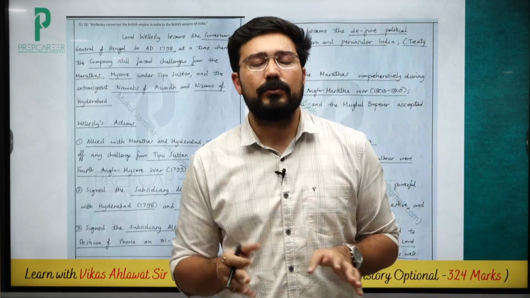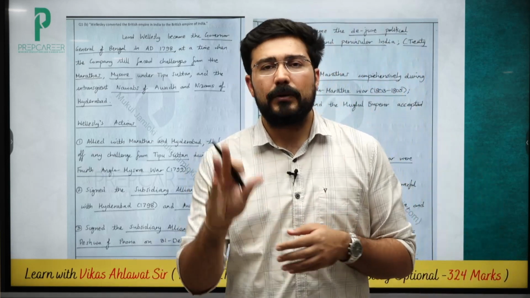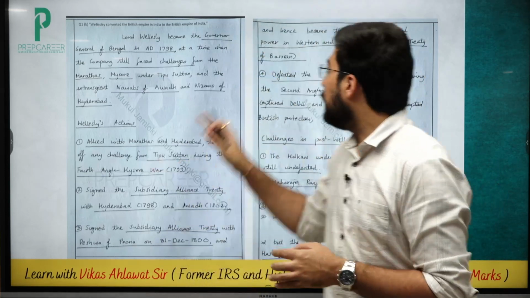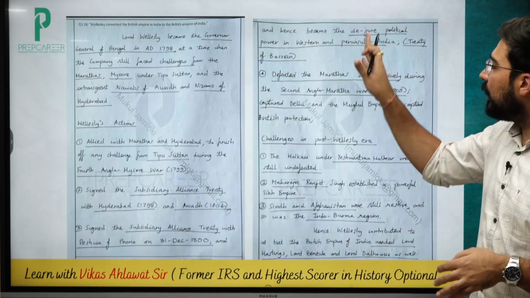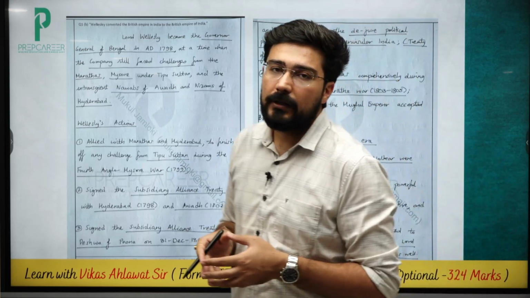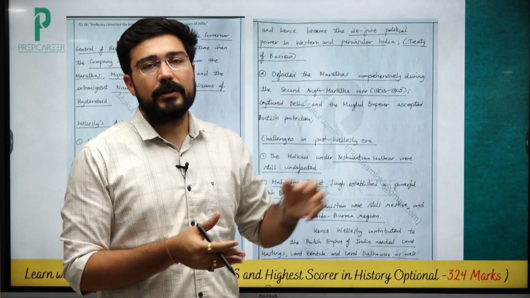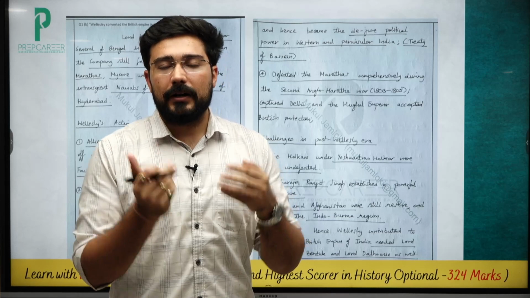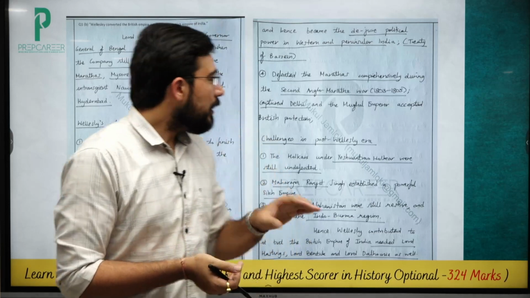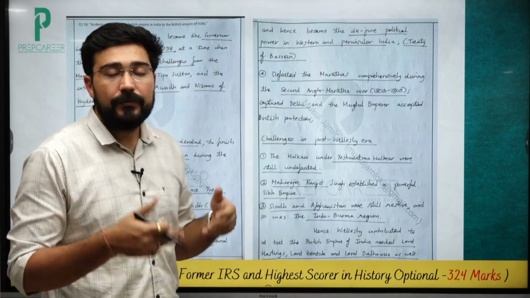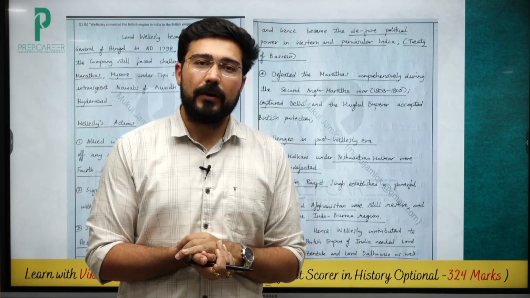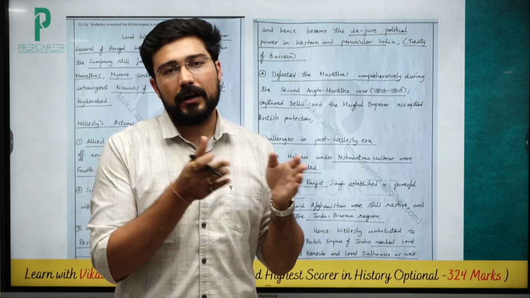So by 1802, 31st December 1802, he was able to sign with the Peshwa, and eventually he became the de jure political power in Western and Peninsular India. So this is the famous Treaty of Basin, which was nonetheless a treaty of subsidiary alliance. Then finally, he was able to defeat the Marathas from 1802 to 1805, the most important Second Anglo-Maratha War.